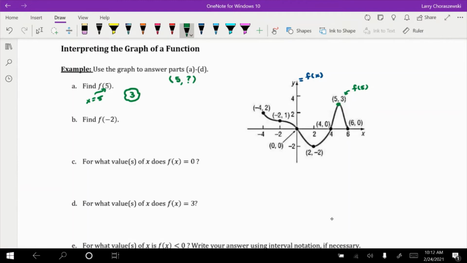If that's making sense, go ahead and see if you can figure out what the y value is when x equals -2 using the graph of this function. Yep. So this point, (-2, 1), helps us with that. The y coordinate of 1 is what f of -2 is.